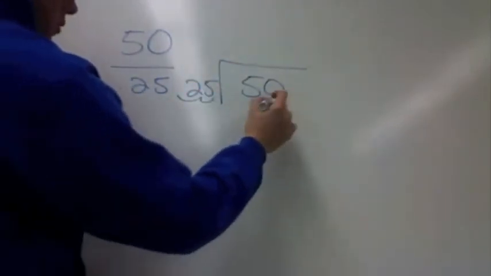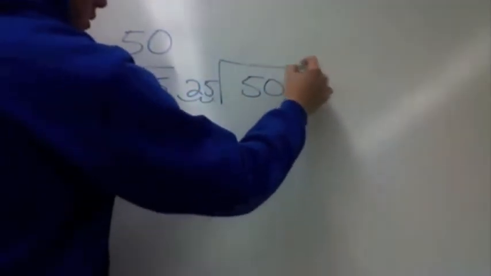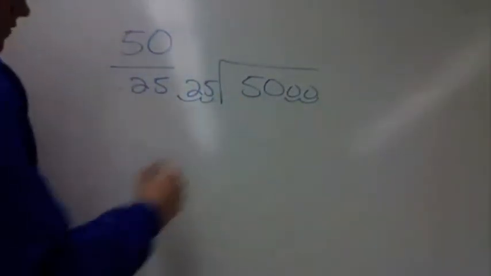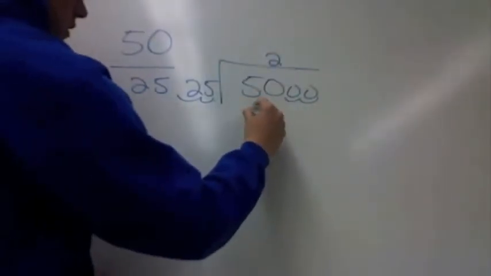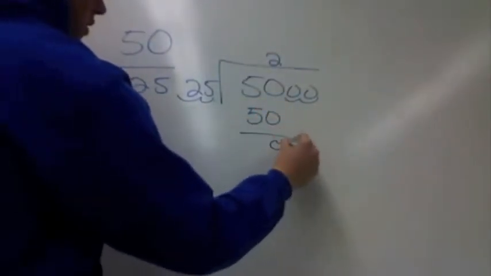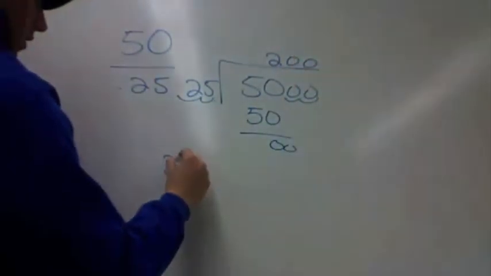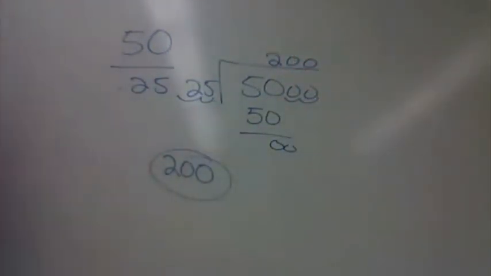Move our decimal over 2 places. Add our zeros. Leaves us now 25 into 5,000. 25 we know goes into 50 2 times. Gives us zeros left. We just fill in the remaining zeros. So our final answer is 200.